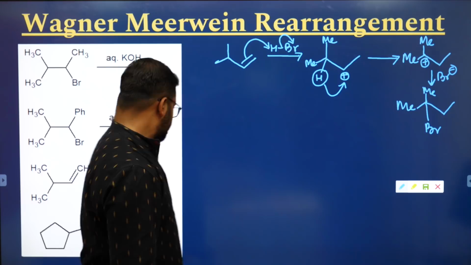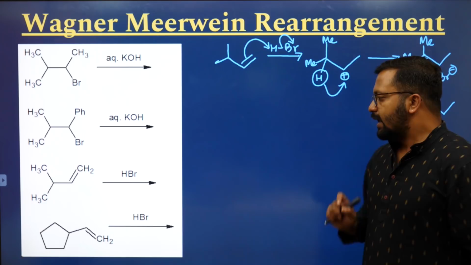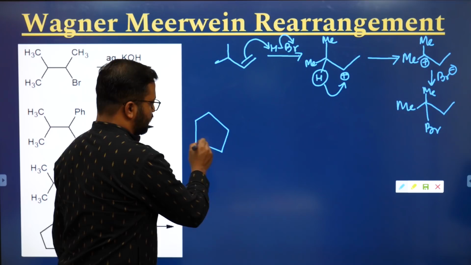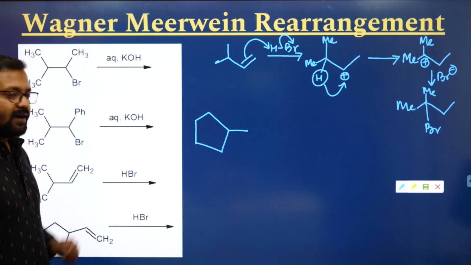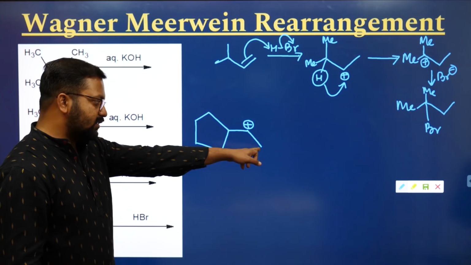Is this clear? Now the last one is most interesting. You have read about the last one in GOC also. The last one involves something known as ring expansion. What is this ring expansion? So, if I take this alkene and react with HBr, I know for a fact that I will be getting this carbocation. Why won't the other carbocation be formed? Because obviously, the other carbocation, if generated at this position, will be less stable than the carbocation which is generated at this position.